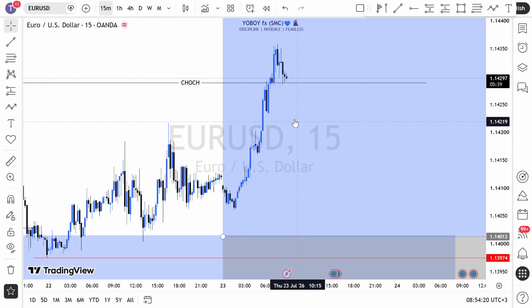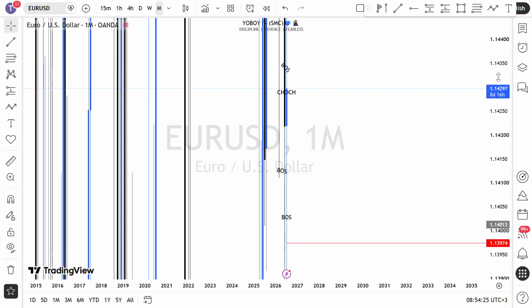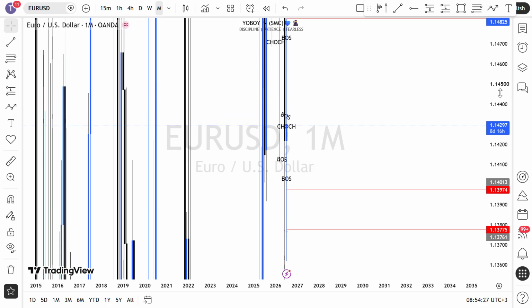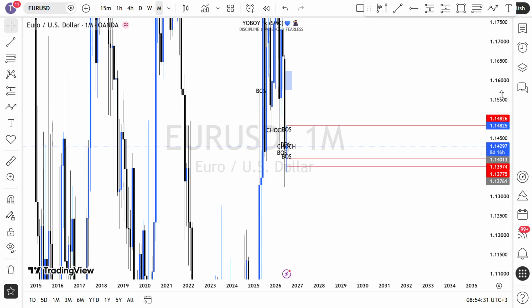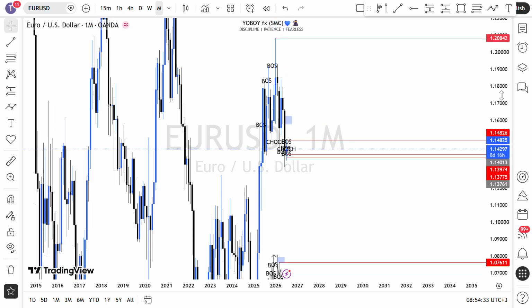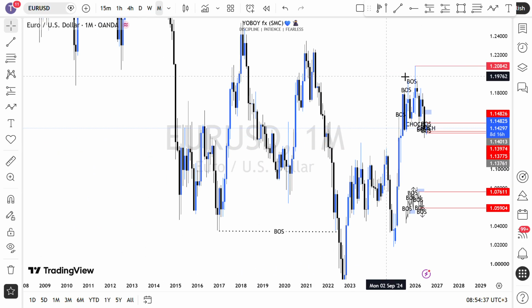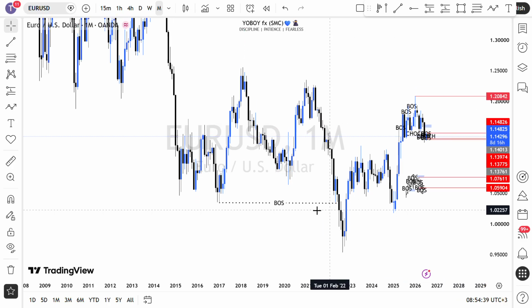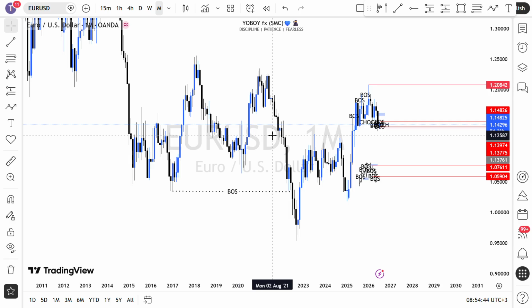So on EURUSD, we are going to start from a monthly time frame, exactly as we did on DXY, and we expect EURUSD to be the opposite of what we have seen on DXY. So from a monthly time frame, we can see clearly that we have this recent break of structure downwards, meaning that the market currently on a monthly time frame is in bearish momentum.